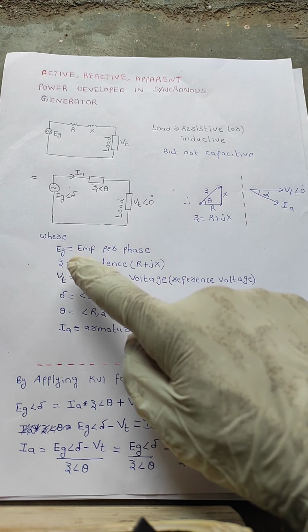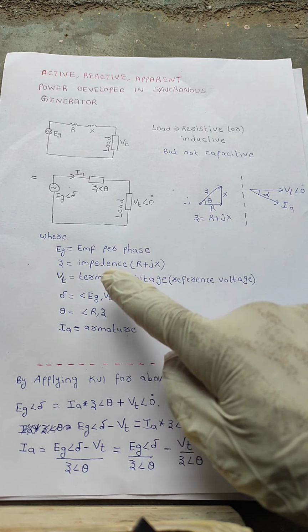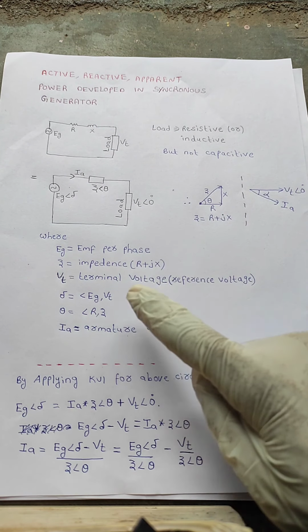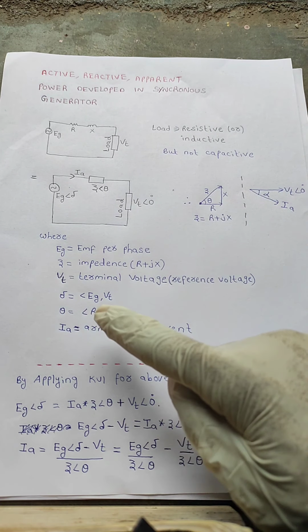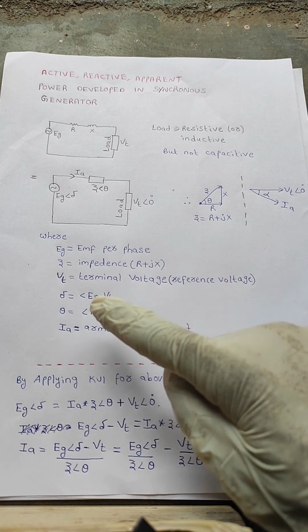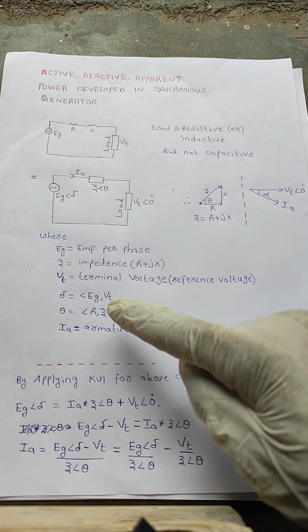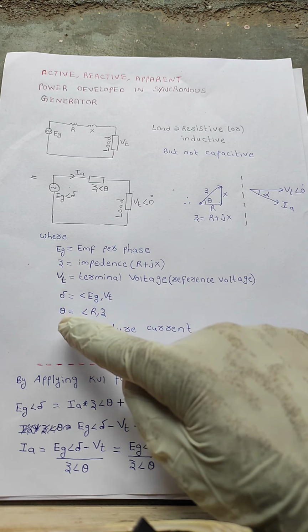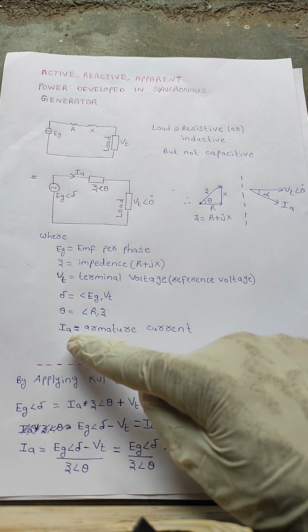So these are the terminology. Eg equals EMF per phase, Z equals impedance. Impedance is nothing but this combination of R plus jX. Vt equals terminal voltage. Delta is the angle between Eg and Vt, that is, the angle between generator voltage and terminal voltage. Theta is nothing but the angle between R and Z. Ia equals armature current.